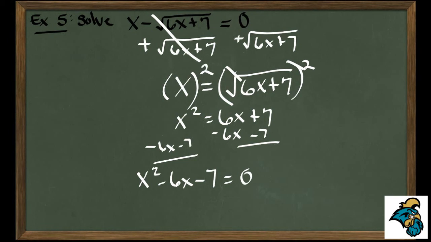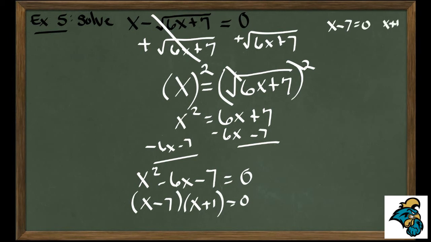So again, if you need to pause it, please do, and take your time getting the factors. The factors for this come out to x minus 7 and x plus 1 equals 0. Using the zero product property, I'm going to take each factor and set it equal to 0. That leaves me with x equals 7 and x equals negative 1. Then I have to go in and check. My last step is to check.